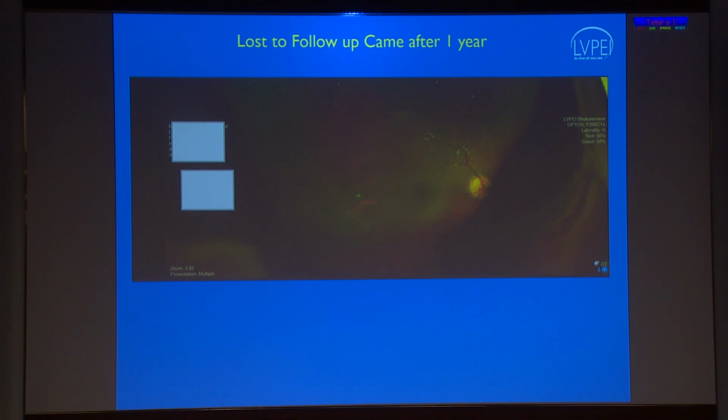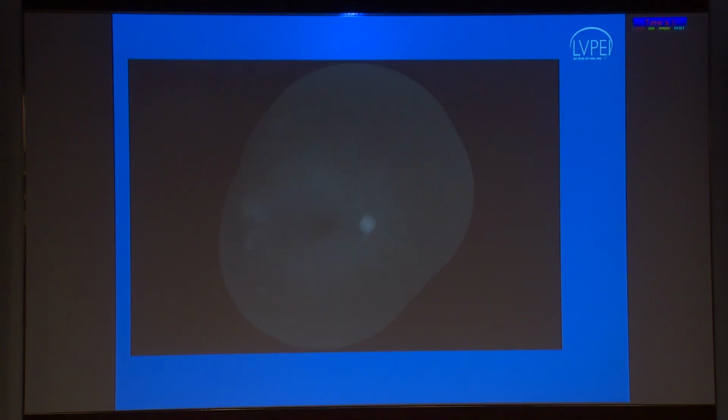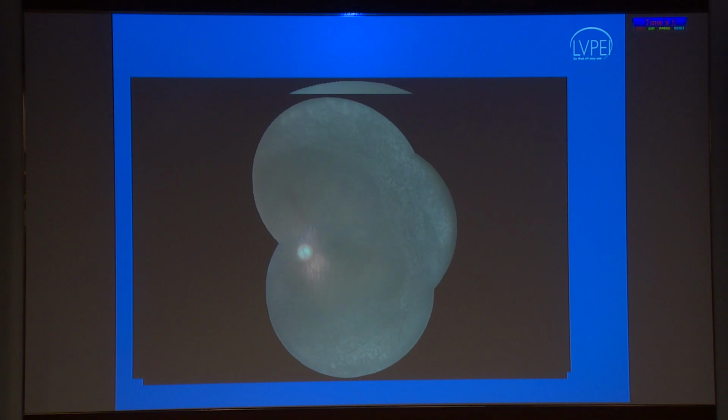This radiation alert, the speed was around 1.13 disc diameter per week. We had a very high alert that this baby will require treatment. You can see that on subsequent follow-up it developed new blood vessels, the angiogram showed leak, and a laser was done.